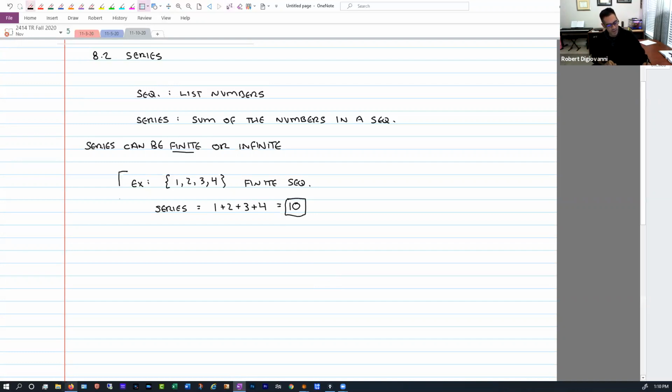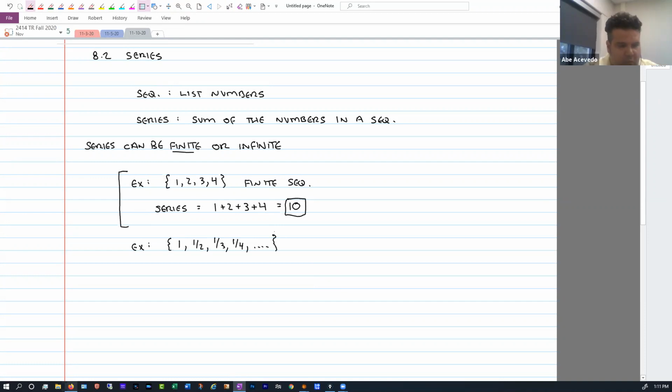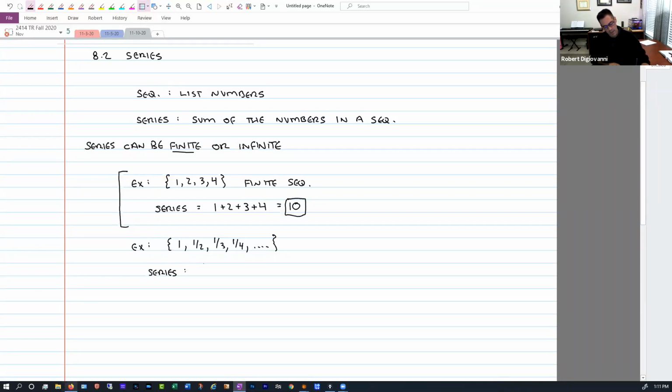And we would eventually get an answer. What's more interesting to us is something like this. What if we have an infinite sequence, like 1, a half, a third, a fourth, forever, right? What if that goes on forever? Infinite sequence. Then the series for this would be 1 plus a half plus a third plus a fourth plus dot, dot, dot forever. And the question is, what happens to that sum? Does it just keep getting bigger and bigger and bigger? What happens, right?